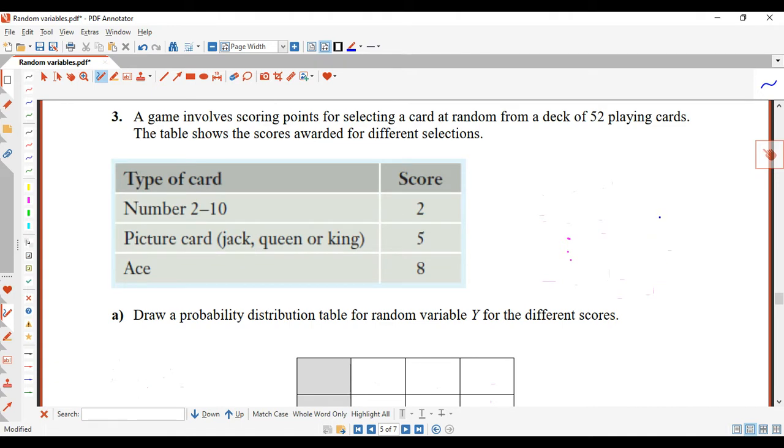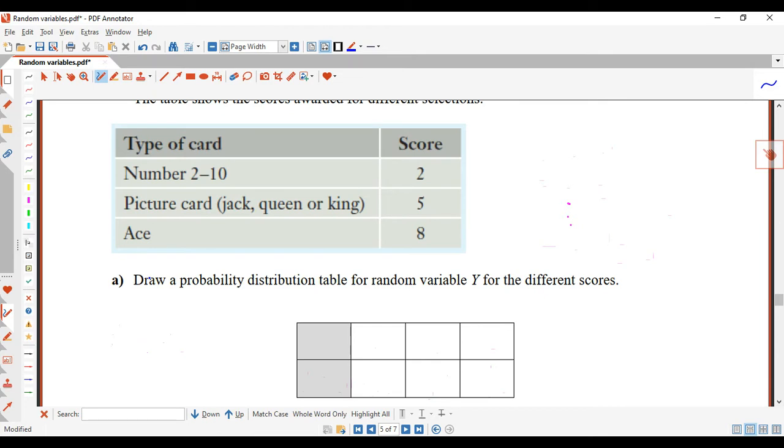A game involves scoring points for selecting a card at random from a deck of 52 cards. The table shows the scores awarded for different selections. So you get a score of 2 if you get a number 2 to 10. You score 5 if you get a picture card, which is a jack, queen, or king. You get a score of 8 if you choose an ace. Now, it says draw a probability distribution for random variable Y. So we're going to put little y.